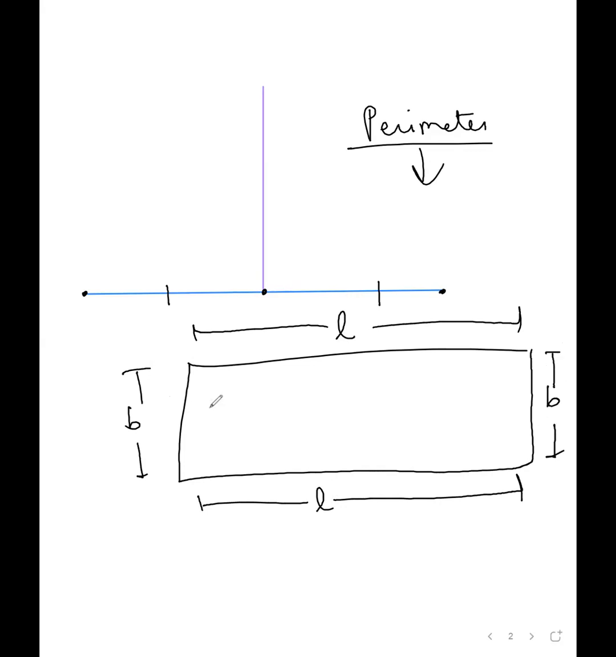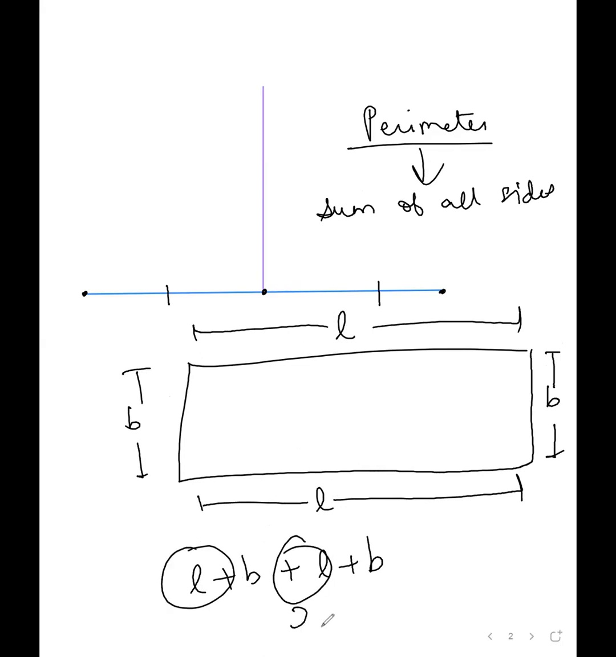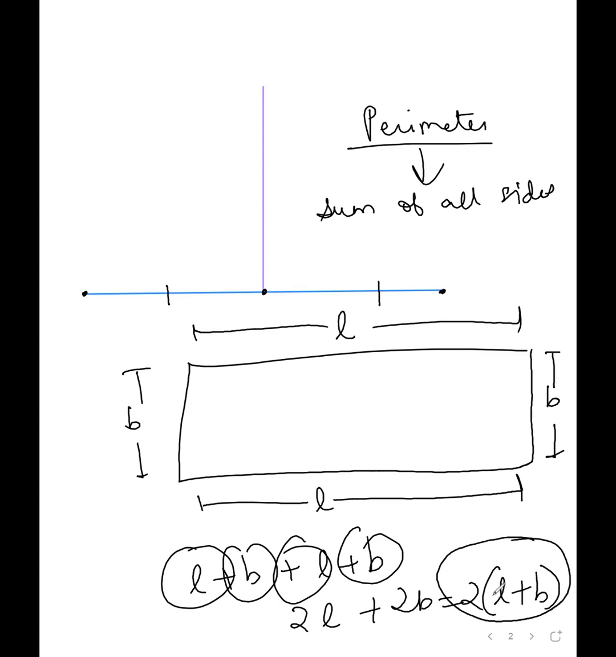When you add all the sides, the sum of all the sides, what do you get? You get L plus B plus L plus B, which is nothing but 2 times L plus 2 times B. Now you take 2 as common and you get 2 times L plus B. So this is the formula that we arrive at.